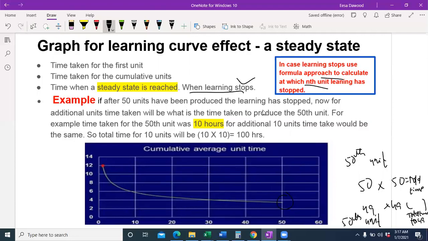For example, if after 50 units I know the learning has stopped, additional units will now take the same time as the 50th unit. For example, the time taken for the 50th unit was 10 hours. And if I'm going to make 10 more units, it will take the same amount of time it took to produce the 50th unit, because there's no more scope of learning, and now the learning will stop.